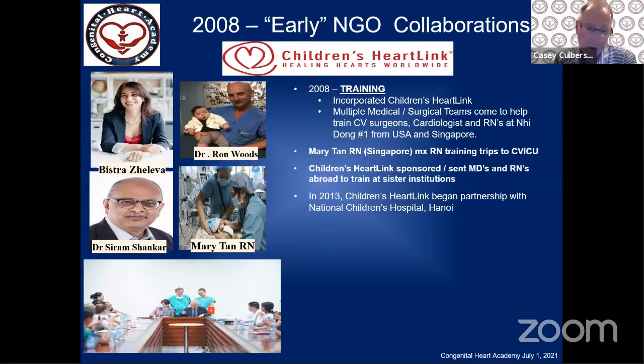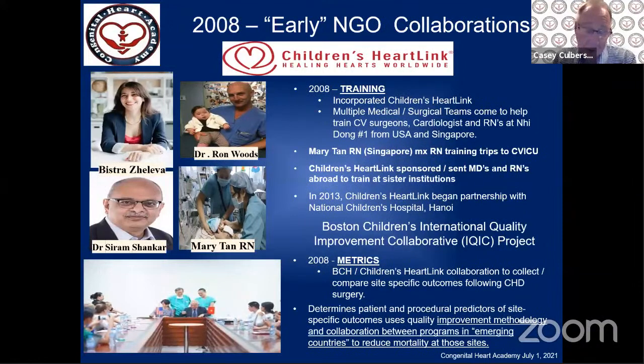And it turned out in 2013, Children's Heart Link began a partnership with National Children's Hospital about the same time I went there. The other thing that happened at the same time was the Boston Children's IQ project, which actually gave us metrics. So we could collect data and look for ways to improve methodologies and collaborations, obviously between programs in these emerging countries to reduce mortality at various sites.